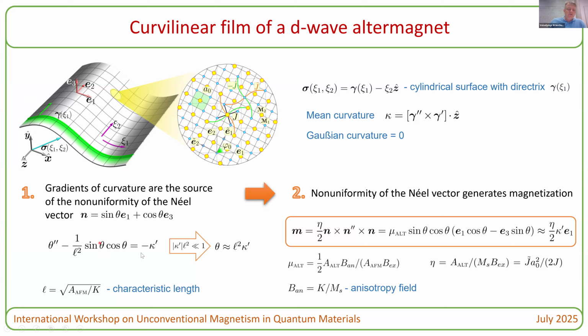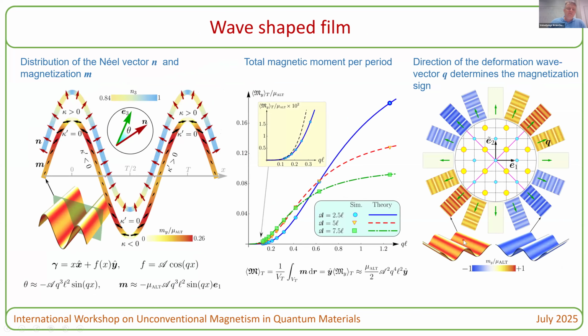Yeah? And we can show that this deviation is proportional to the gradient of curvature, and we can compute the corresponding altermagnetically induced magnetization, which is approximately tangential to the film and also linear in gradients of curvature. So here we can consider this on a more specific example of sinusoidal deformation. Yeah? So on the upper plot, you see the distribution of the Néel order parameter.